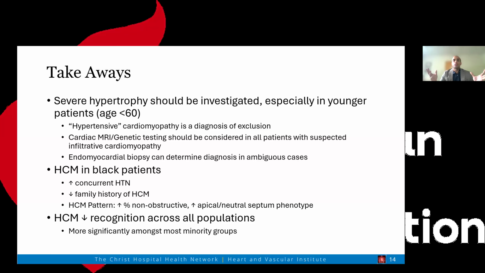As you know, 2/3 of patients with HCM are typically obstructive, but this was an example of a patient that never had left ventricular outflow tract obstruction. And they also tend to have more apical and anteroseptal phenotype HCM, looking similar to what hypertensive cardiomyopathy would look like. So basically, it's harder to tell apart. And then finally, as you all know, hypertrophic cardiomyopathy is under-recognized in all populations across the board, but much more significantly amongst minority populations. And we need to do better with outreach and really reach out to families when someone in a community like this has a diagnosis that is made.